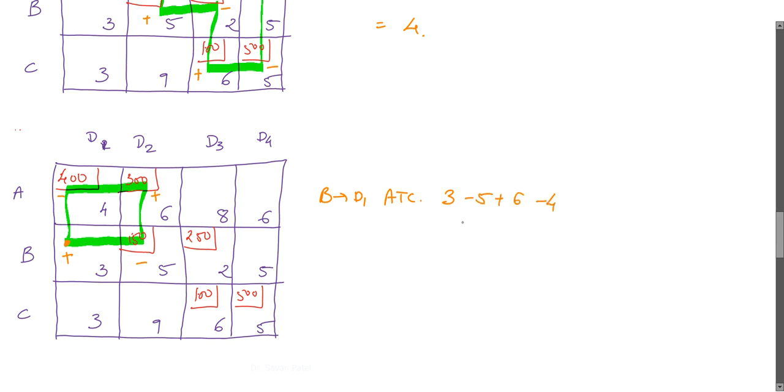So here it is minus 2 plus 2, that is 0. So we are not getting any extra cost, but as a whole, we will get the same transportation cost. So we are not thinking about that also. Now let's move towards the another, means this point from B to D4.